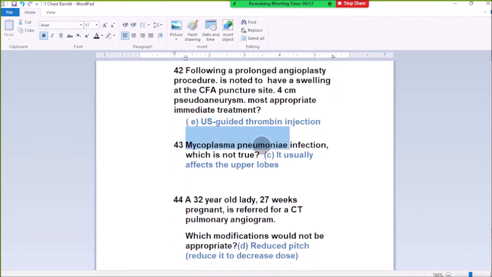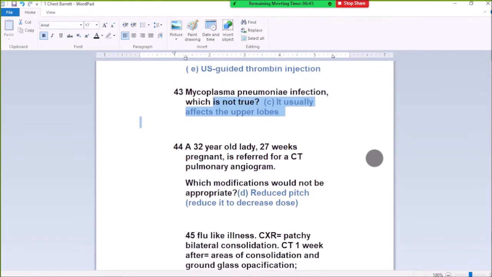43. For mycoplasma pneumonia infection, which is not true? It usually affects the upper lobe. Mycoplasma pneumonia affects the lower part of the upper lobe or the upper part of the lower lobe. So it does not usually affect the upper lobe, it affects the lower lobe.